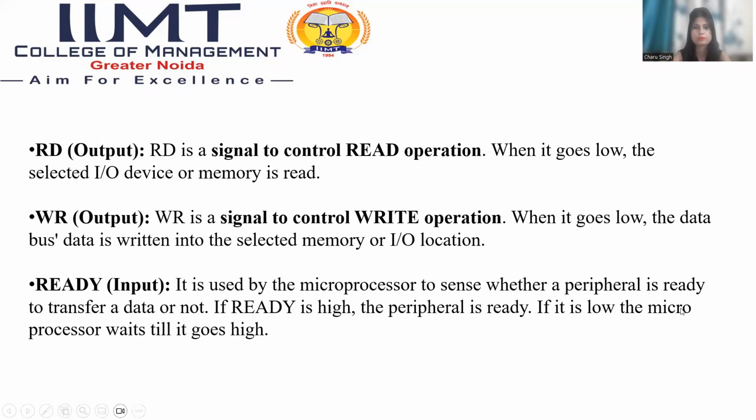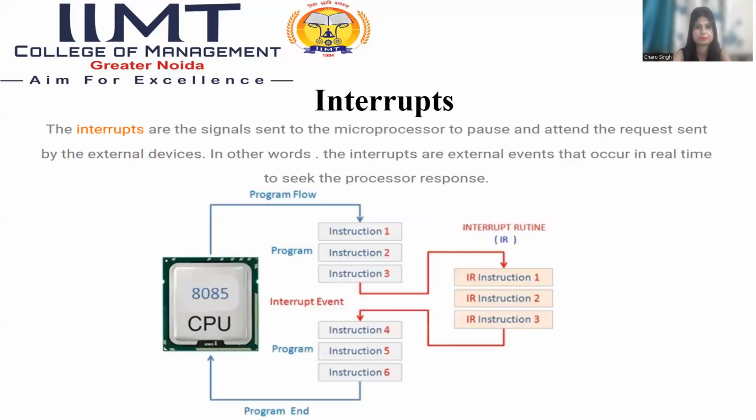Then we have RD, the signal to control read operations, WR, the signal to control write operations, and READY, which is used by the microprocessor to sense whether a peripheral, that is the input output unit, is ready to transfer data or not. If READY is high, the peripheral is ready. If it is low, the microprocessor waits till it goes high.